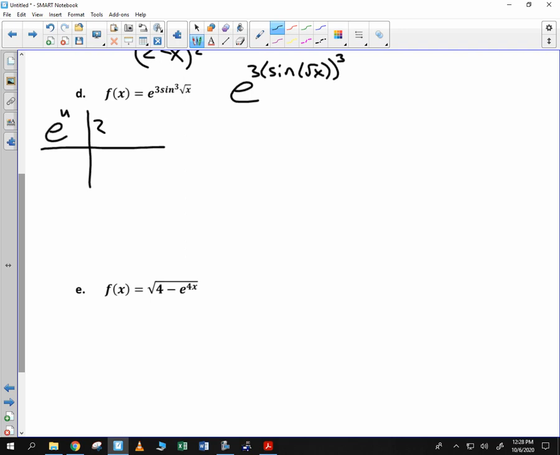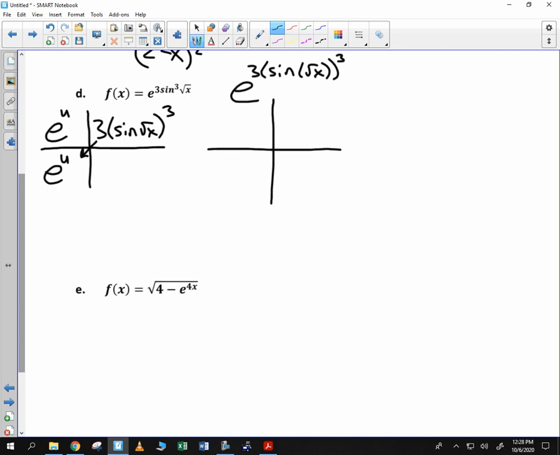Here I write 3 times the sine of the root of x cubed. And it starts off nice and easy because the derivative of e to the u is e to the u. But the derivative of the next piece, that is going to require the chain rule again.